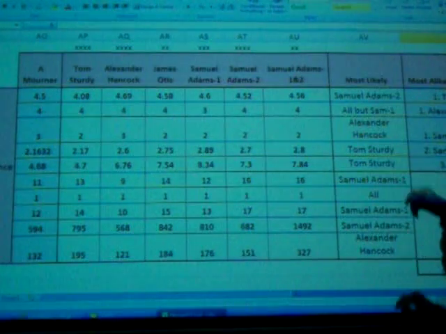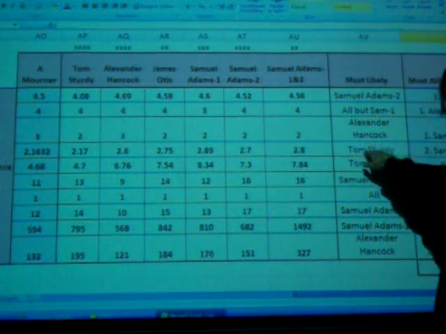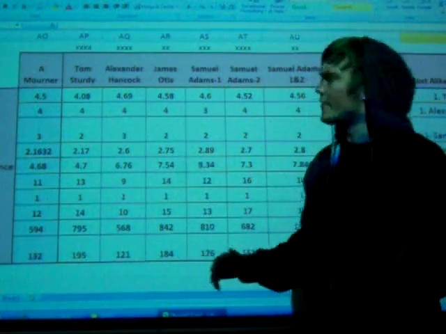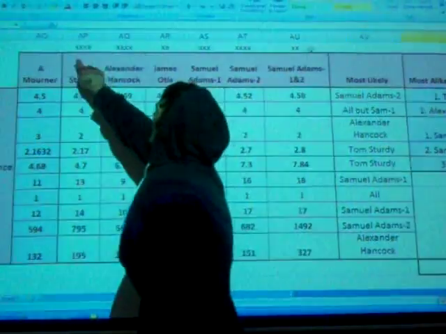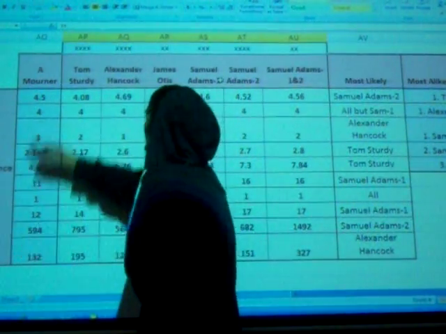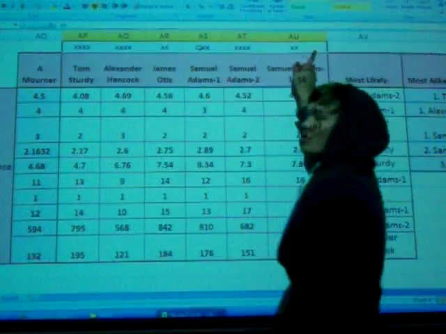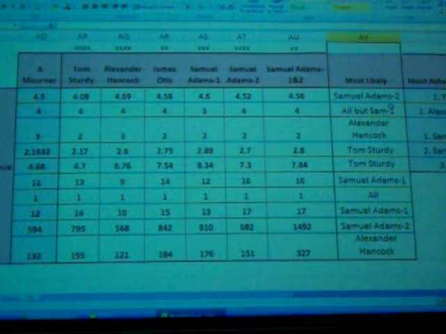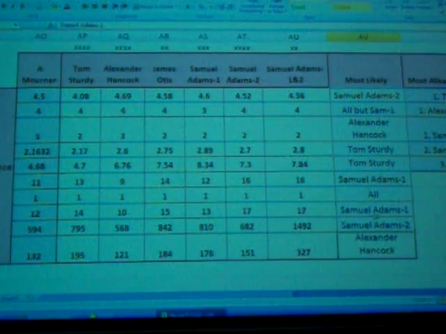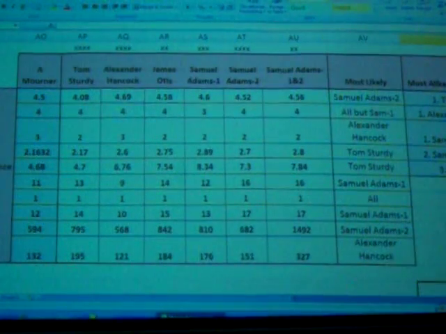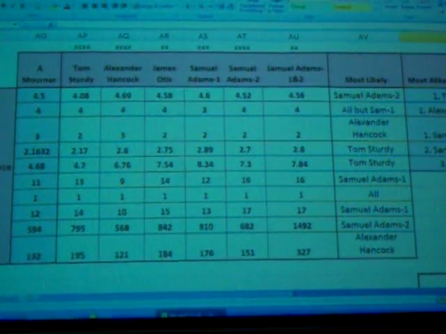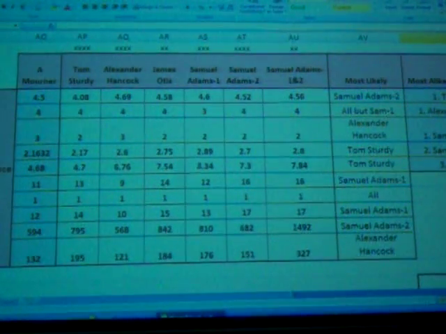So the goal is to find whoever has the most in common with a mourner, who is likely to be a mourner. Right here, it counts out how many times this person has had similarities with a mourner. This one has 4, 4, 2, and so on. So we calculated who was most likely, and they gave us an order of who was most likely this way. Now there were 3 people who tied for first, and then there were 2 and 3 corresponding.